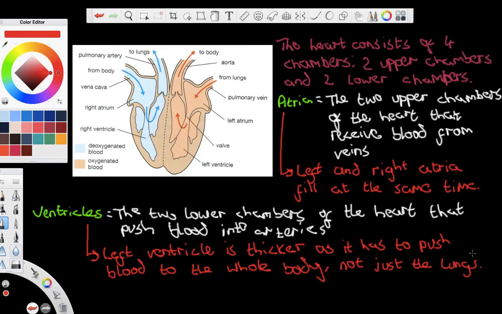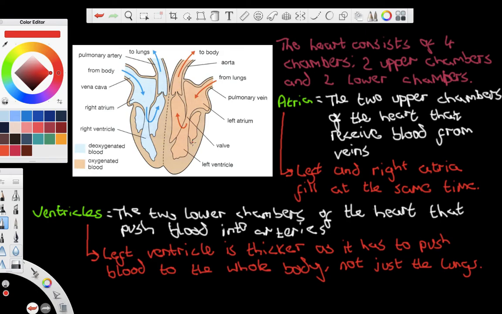So we've said that the heart consists of four chambers, two upper chambers known as atria, two lower chambers known as ventricles. The atria receive blood from the veins, and then the ventricles push blood up into the arteries. We've said that the atria fill at the same time, and we've said that the ventricles, the left ventricle wall is much thicker than the right because it has to pump blood to the whole body, whereas the right only has to pump blood to the lungs.